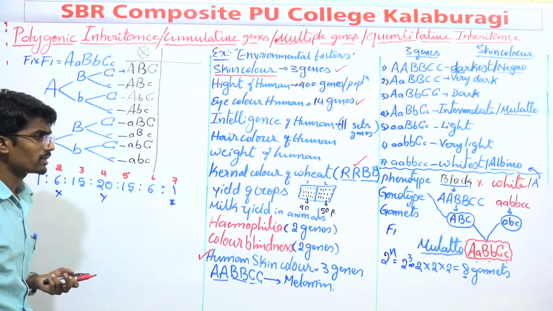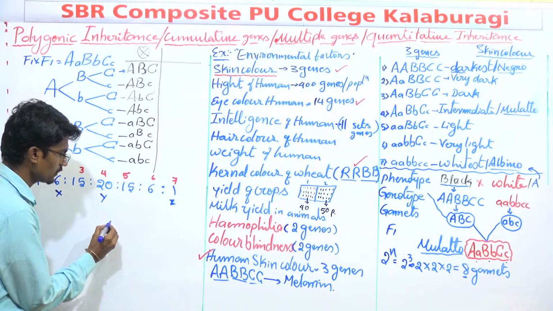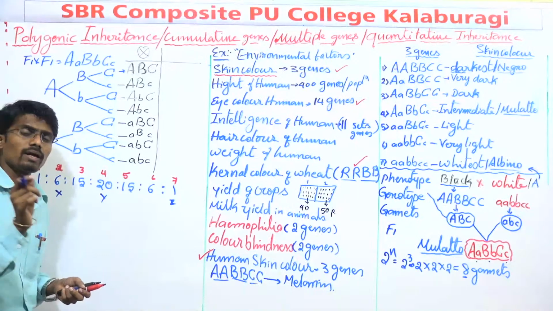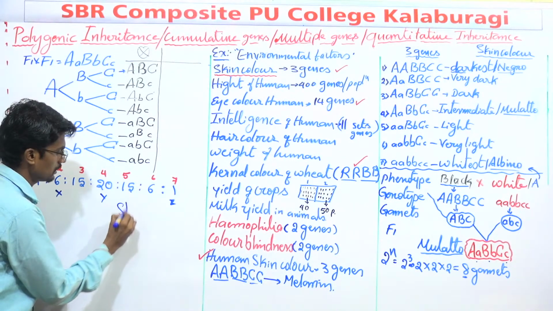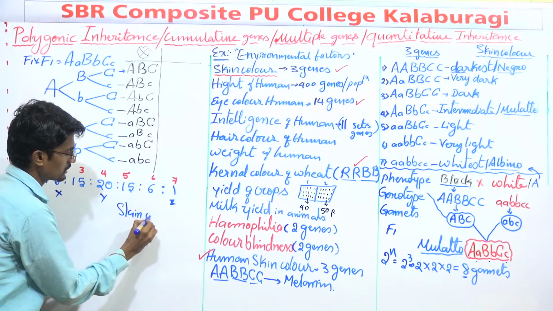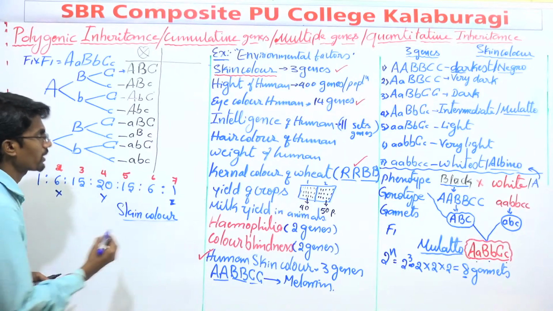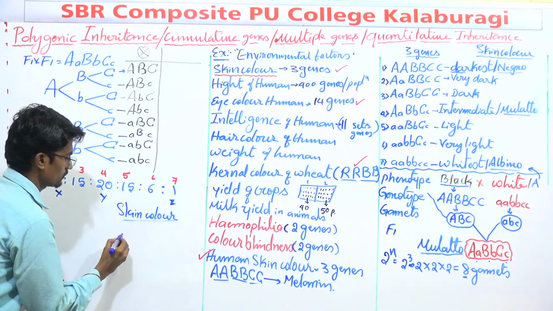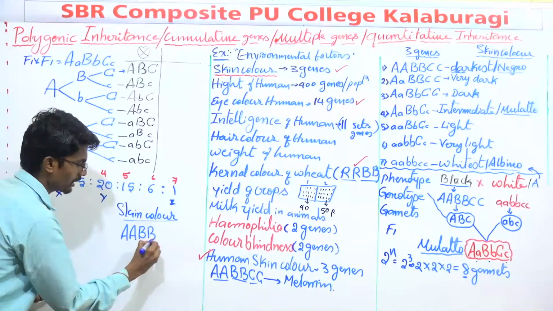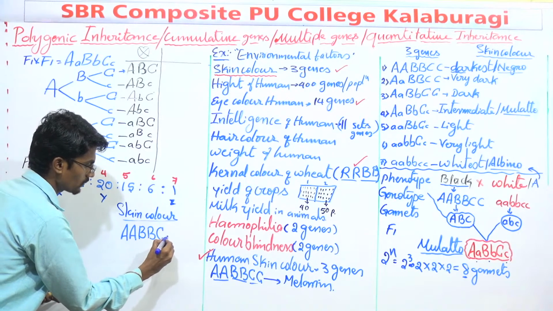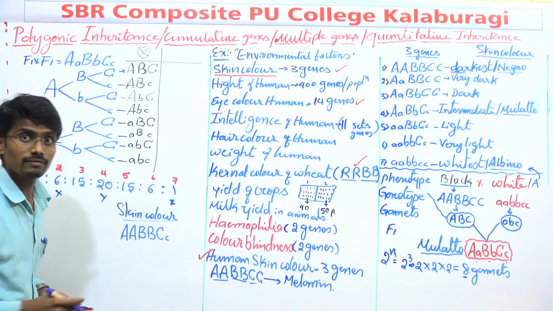Another very important thing for students to remember: they will ask like this. They ask what the skin color of the following genotype is. For example, you can take capital A, capital B, capital A, capital A, capital B, capital B, capital C, small c. This is one genotype. Now you should identify the skin color.